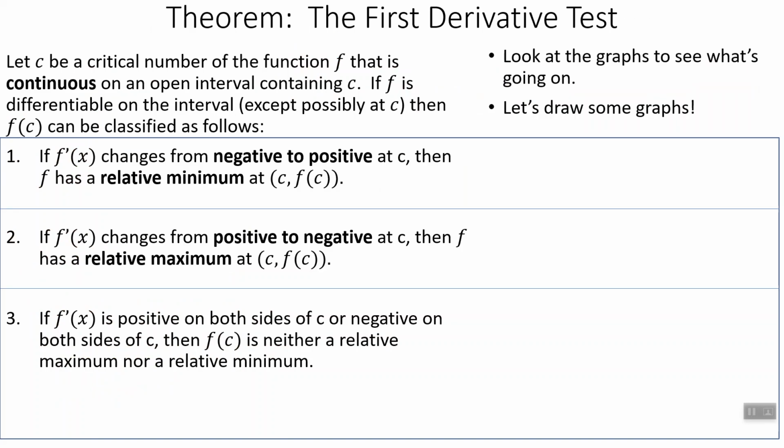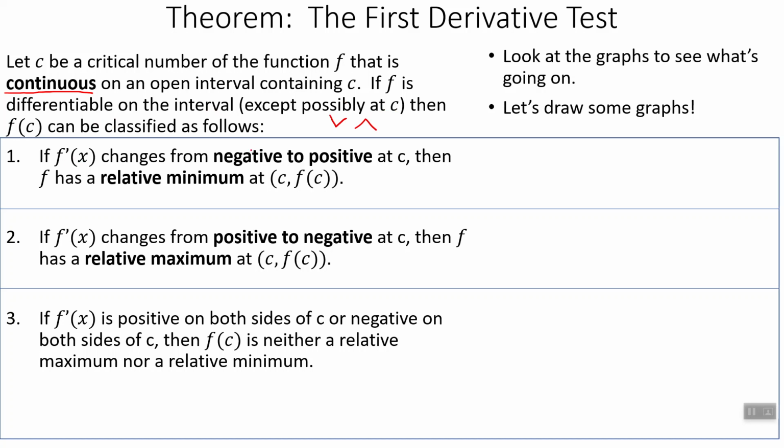All right, so the first derivative test. So let C be a critical number of the function, and let the function be continuous. So continuous is important. So there's not a jump, there's not a vertical asymptote, it's not a hole on the open interval containing C. If f is differentiable on the interval, except for possibly at C, because it could be a corner, that's what this means, could be a corner, then f of C can be classified as follows.